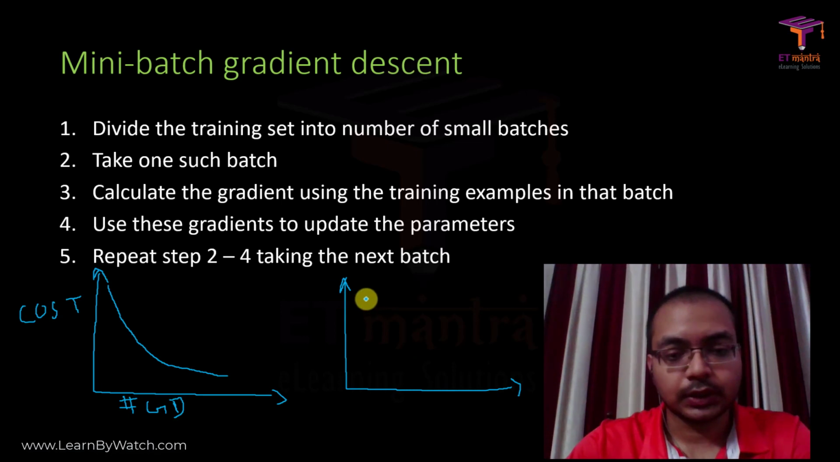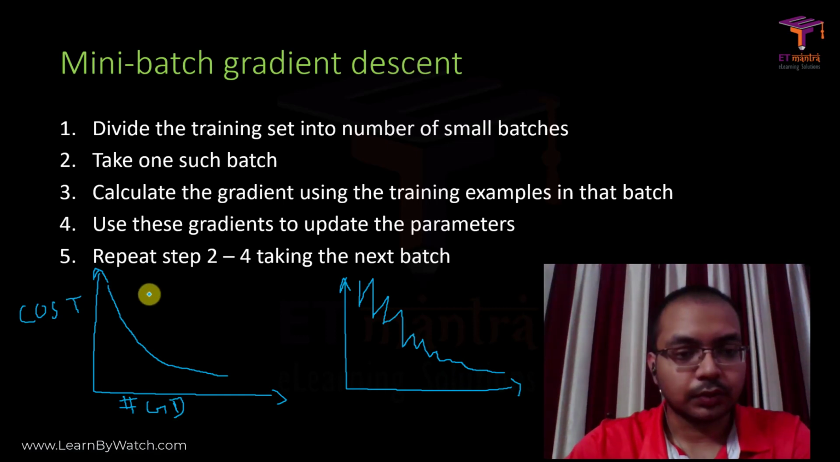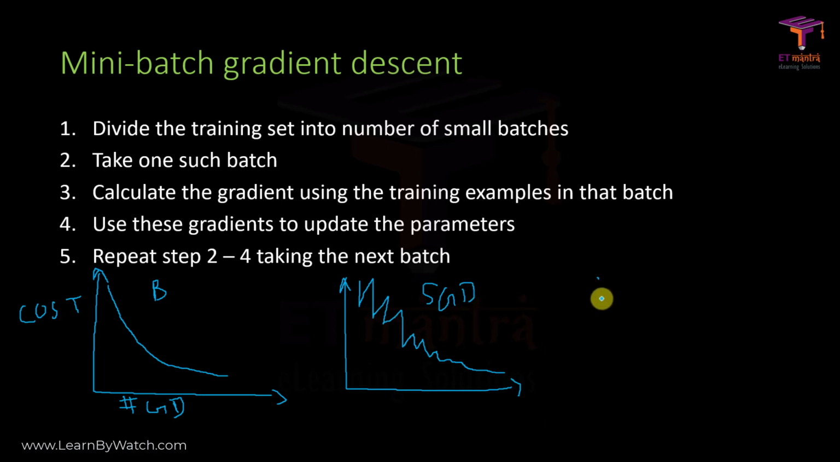But suppose if we have stochastic gradient descent, then this graph is very rough. So suppose it is something like this, and it goes on decreasing. So this is for batch gradient descent, this is for stochastic gradient descent, and this is for mini batch gradient descent. So it will be in between these two. It won't be so much rough, nor too smooth. So it would be something like this.